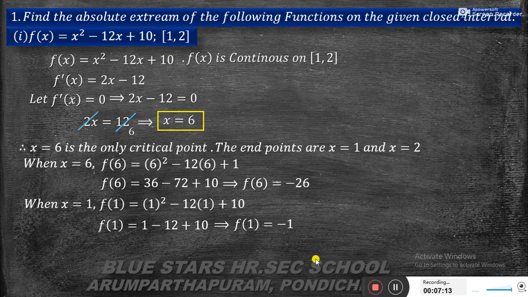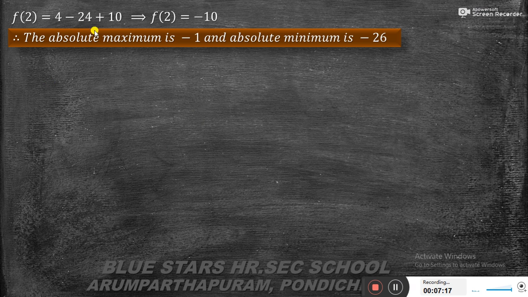Absolute maximum is the highest value, absolute minimum is the lowest value. So from the three values, the absolute maximum is minus 1, the highest value among minus 1, minus 10 and minus 26. The absolute minimum value is minus 26. So this is the minimum value, and this is the maximum value.